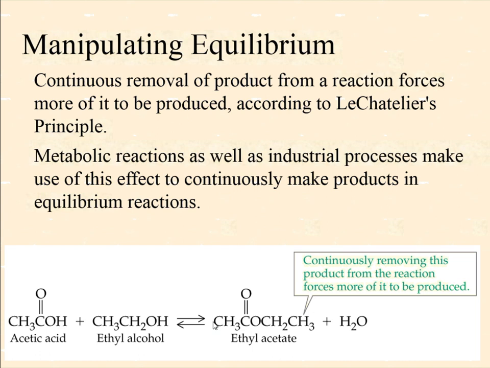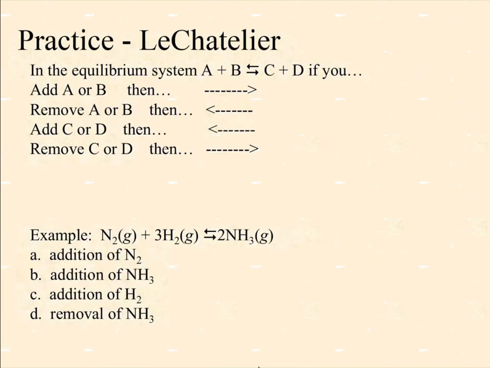Don't judge. So when you're considering all the possible reactions of industry, it's always in the best interest of that industry to maximize the production of the desired product, right? So this is another example of a system where you remove product and you continue to influence the equilibrium.